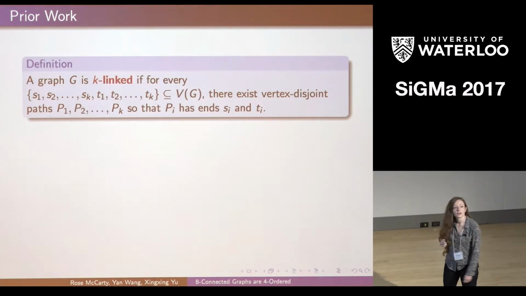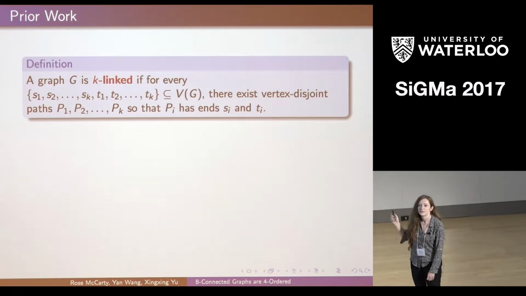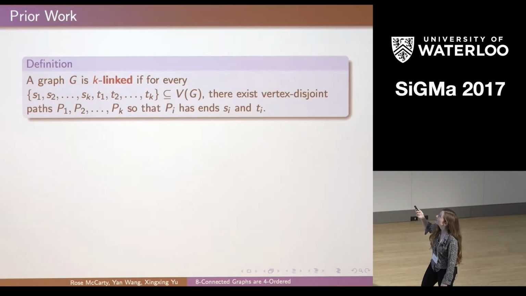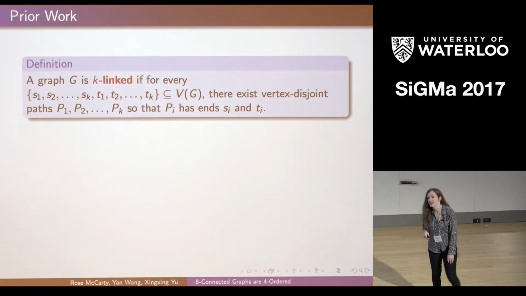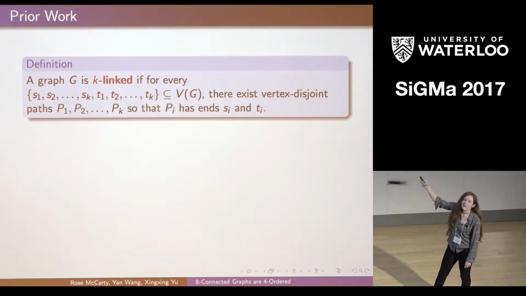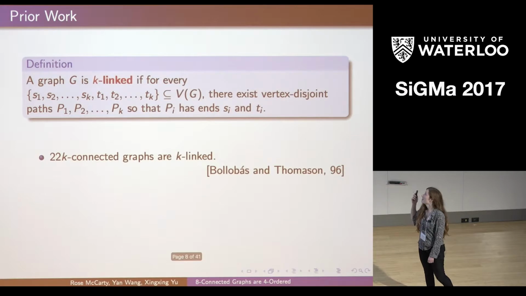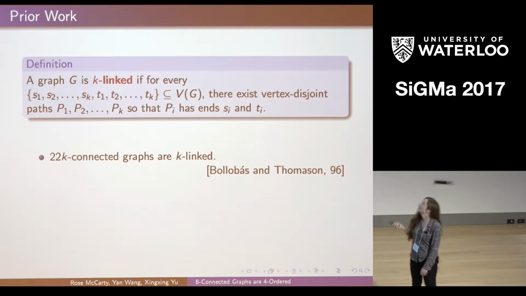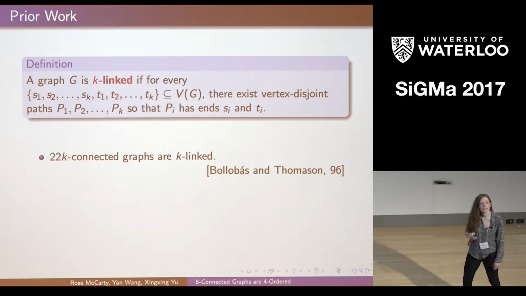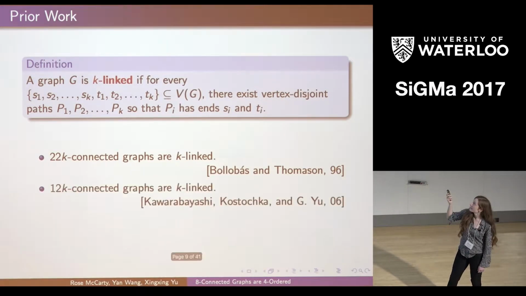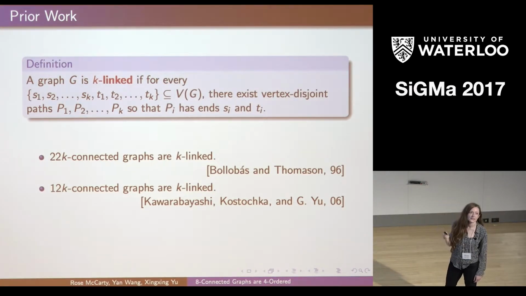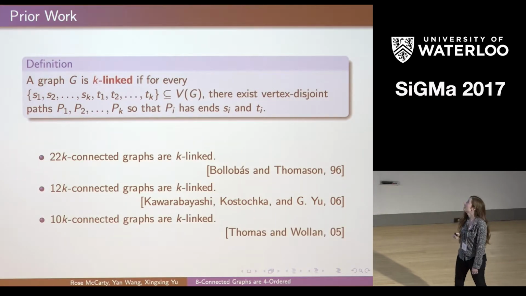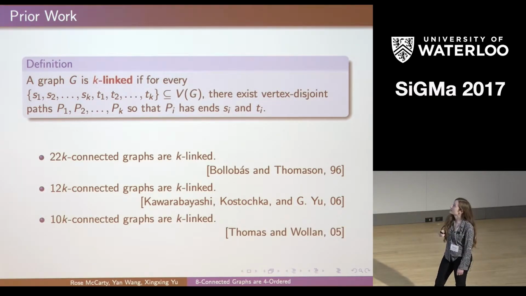In order to talk about the prior work on determining this minimum connectivity, we're going to define what it means for a graph to be k-linked. A graph is k-linked if for every set of 2k vertices in the graph, S1 through Sk and T1 through Tk, there exists a set of k disjoint paths from Si to Ti. The first time that linear connectivity was found was Bollobás and Thomason, showing that 20k-connected graphs are k-linked. Then Kawarabayashi, Kostochka, and Yu were able to improve this to show that 12k-connected graphs are k-linked. And the best linear bound currently is the Thomas and Wollan proof, showing that 10k-connected graphs are k-linked.